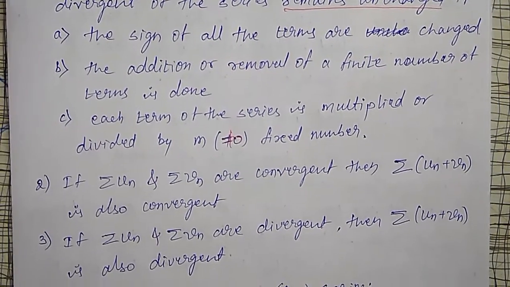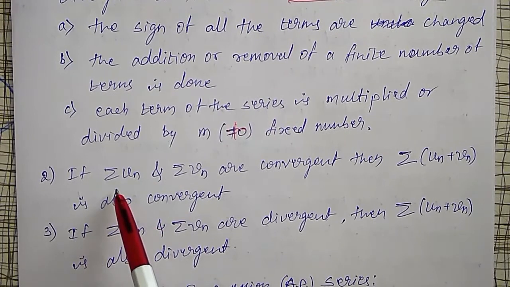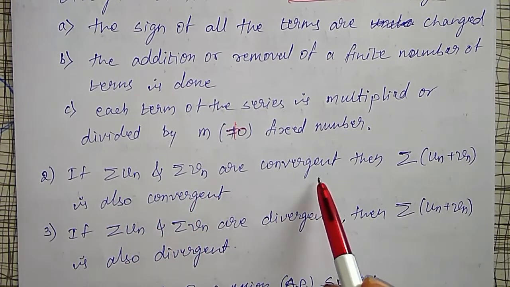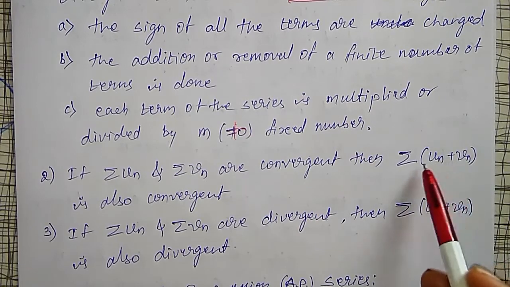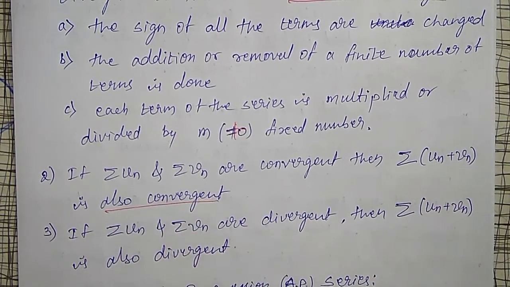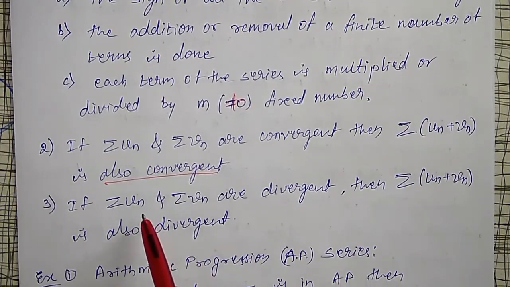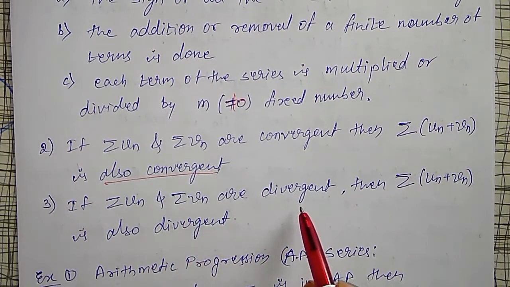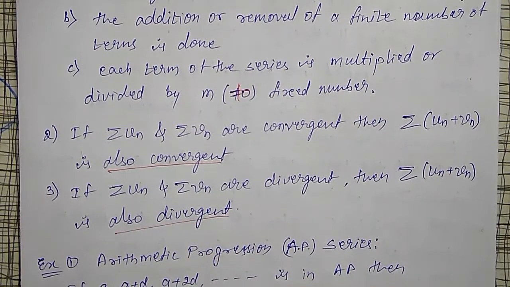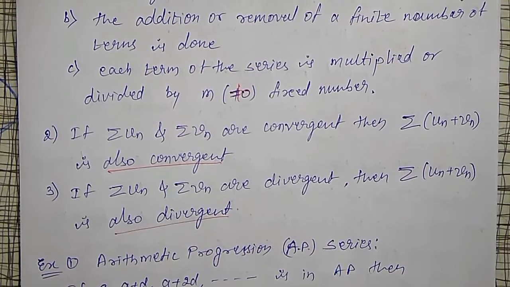Likewise, if series un and series vn are convergent, then the sum of the two series is also convergent. And if series un and vn are divergent, then the sum of these is also divergent. These are a few properties I wanted to discuss here. Next, I will give you some examples.